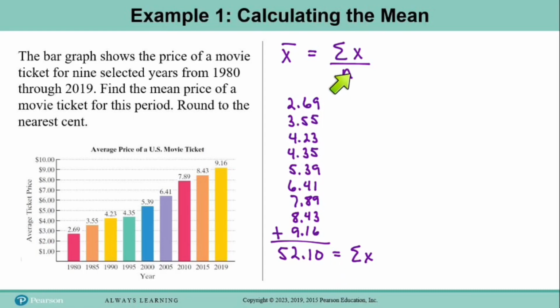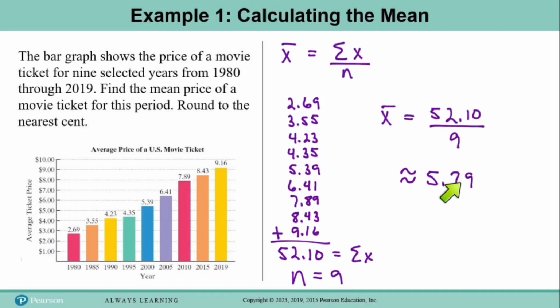And then remember that n represents the number of data values, and there are 9 data values here, so n is 9. So now let's go back to our formula. So x bar is going to be the sum of all the data values, which we know is 52.10, divided by the number of data values, which we know is 9. And calculating that, we get approximately 5.79.